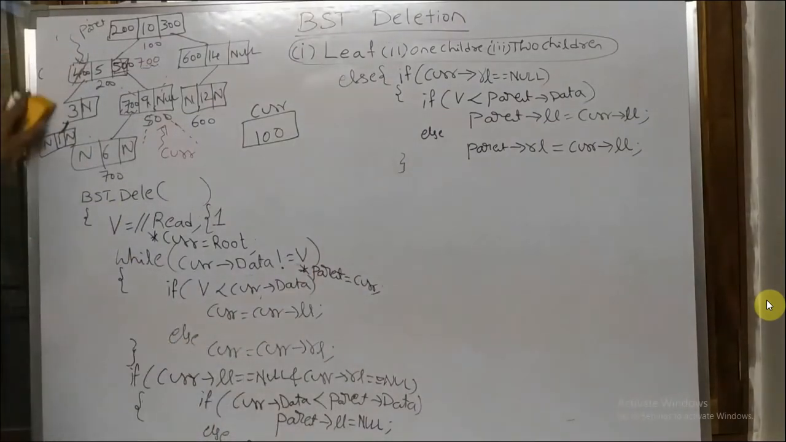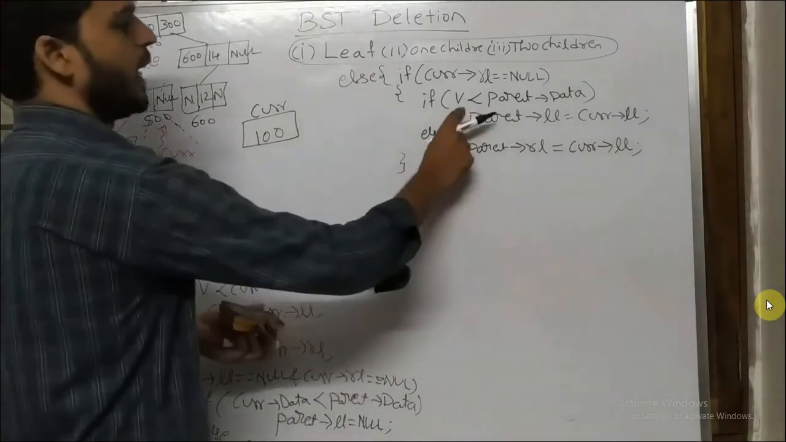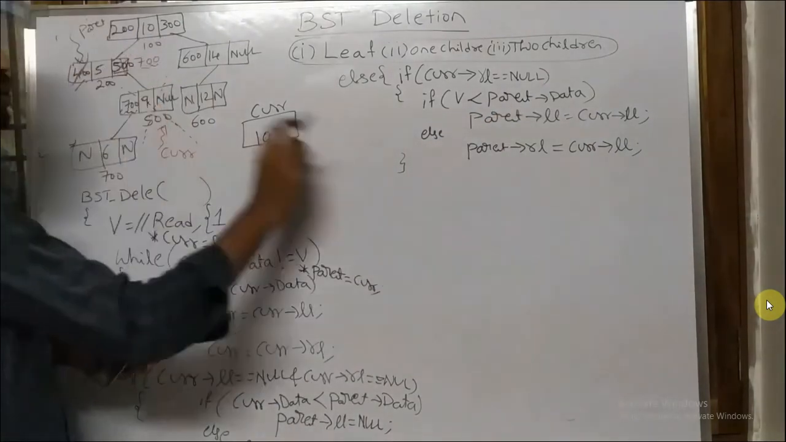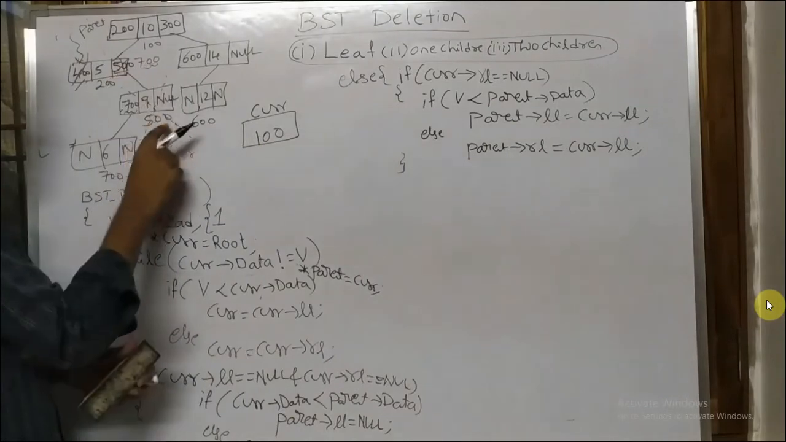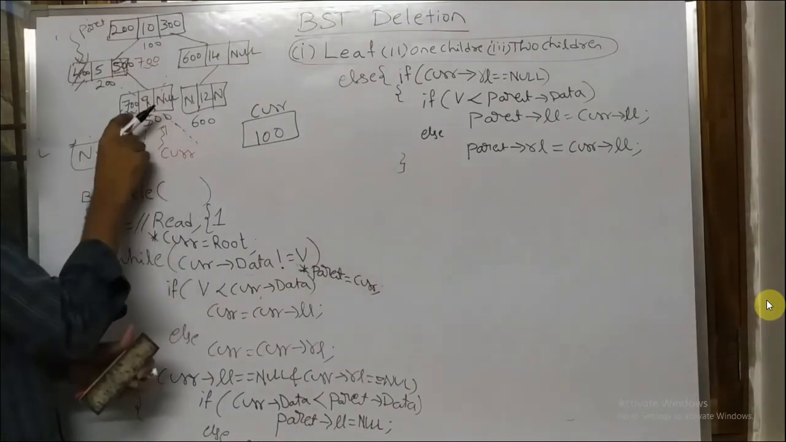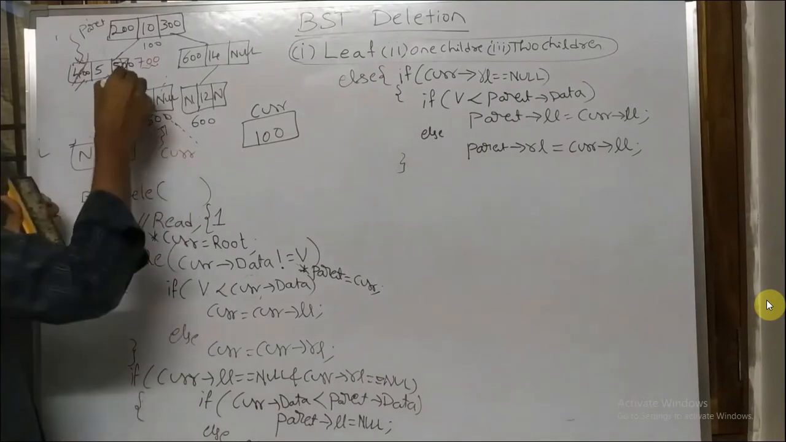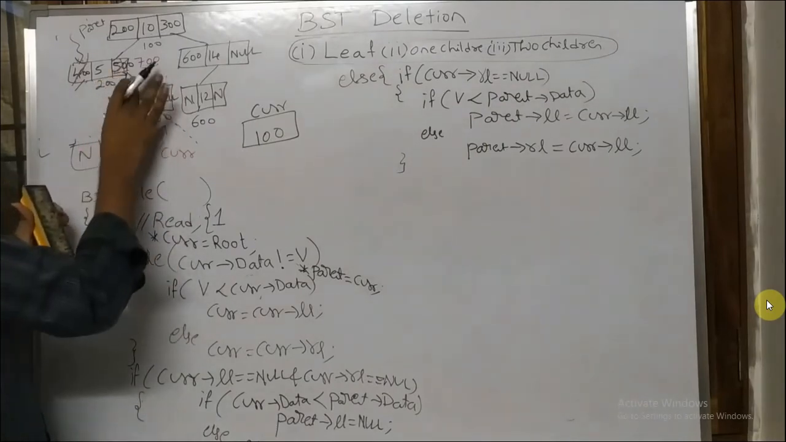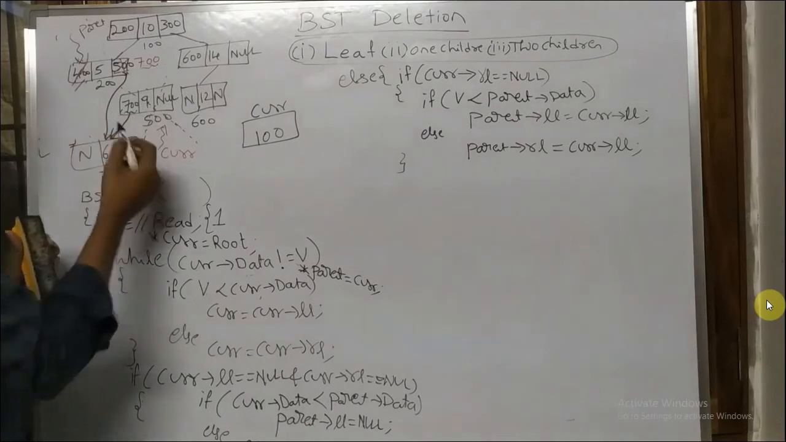Current's left link. So with this one, 9 less than 5, no. So it is going to be parent tends to right link, which is 500. This particular case is replaced with current tends to left link. What is current tends to left link? 700. 700 replaced. Yes. So it will be connected like this. So this link is broken, but this link is not broken.